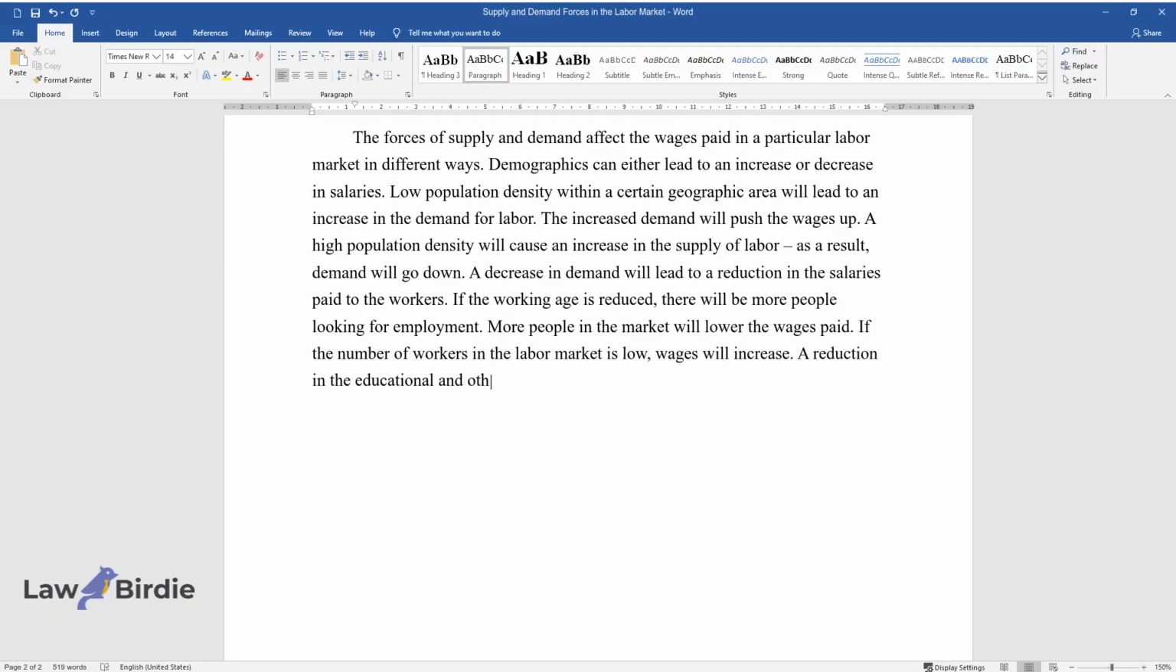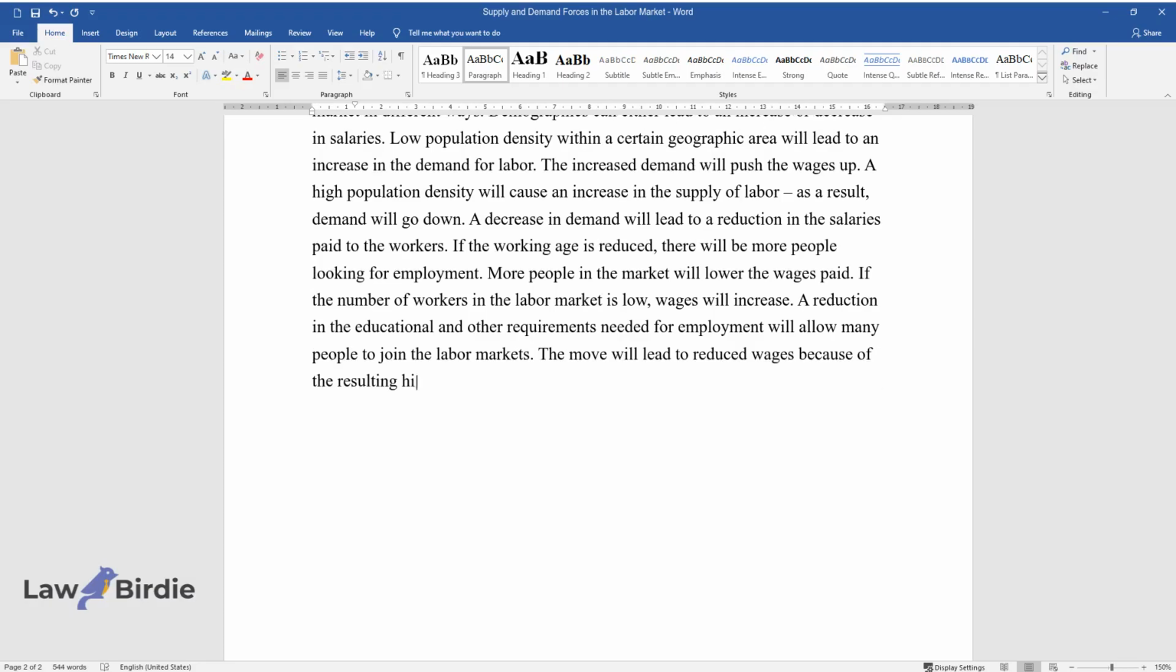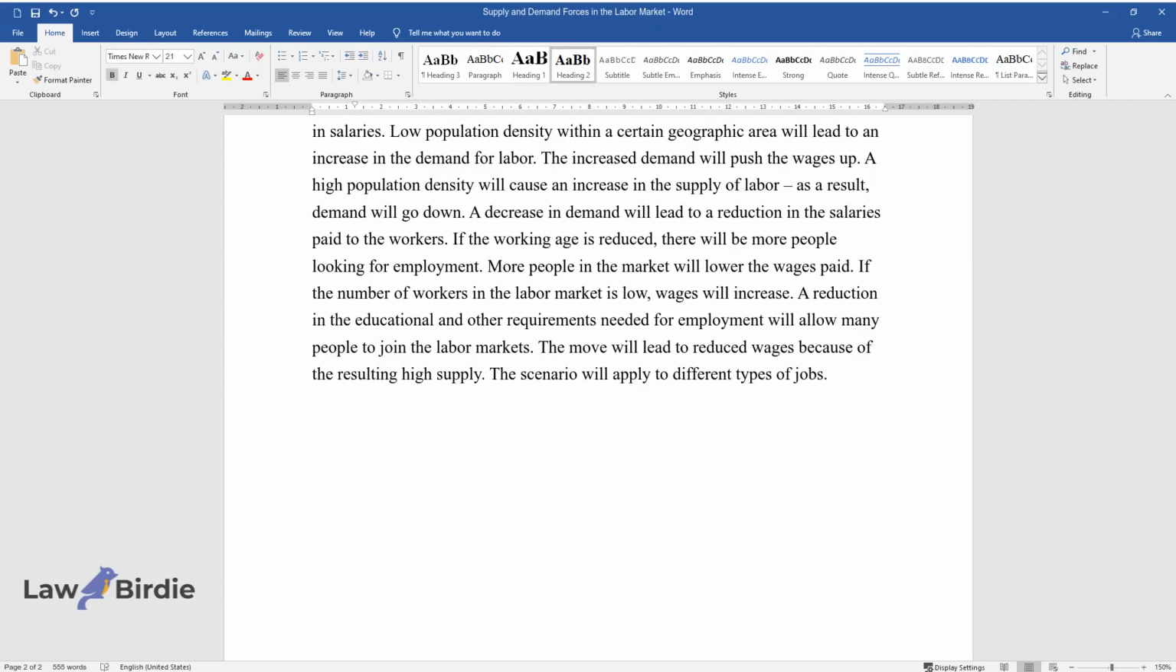A reduction in the educational and other requirements needed for employment will allow many people to join the labor markets. The move will lead to reduced wages because of the resulting high supply. The scenario will apply to different types of jobs.